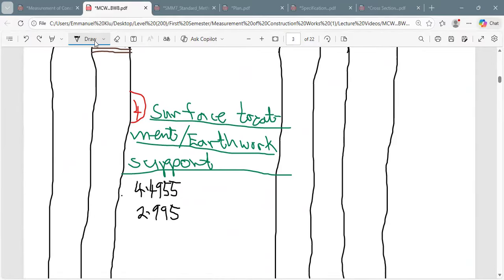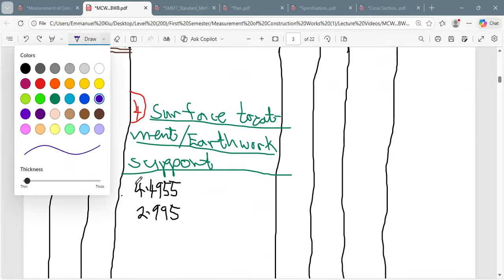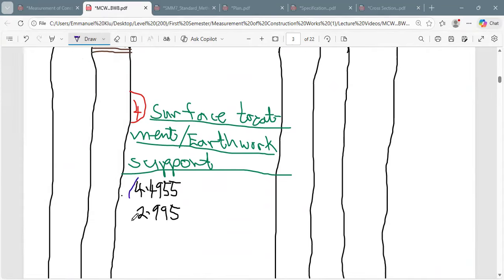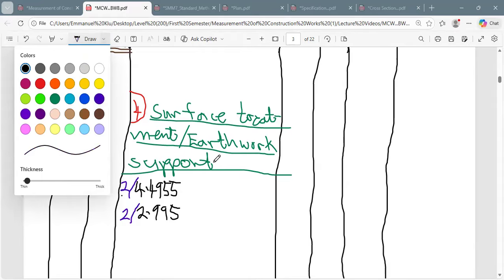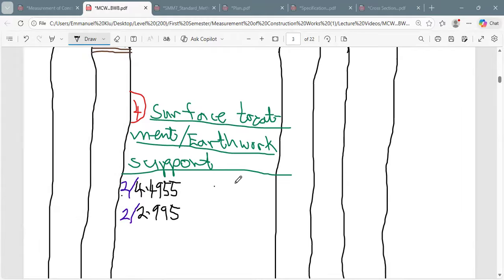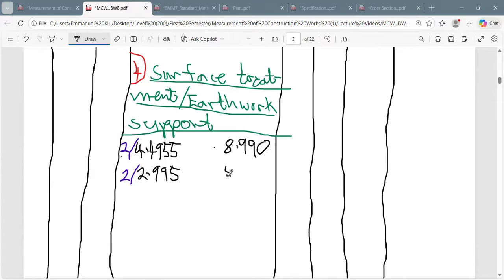So now we have to multiply them by 2. Since there are 2 sides, the earthwork support, we'll be doing it for both sides. We can't do it for one side and leave one side alone. So after doing that, this is going to give us 8.990. Then this is going to give us 5.990.